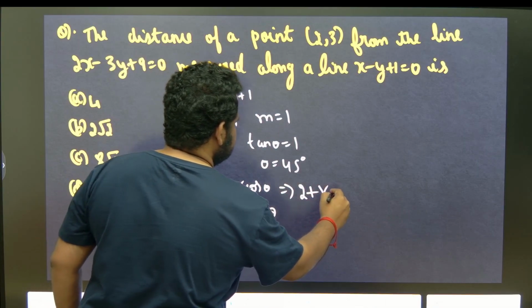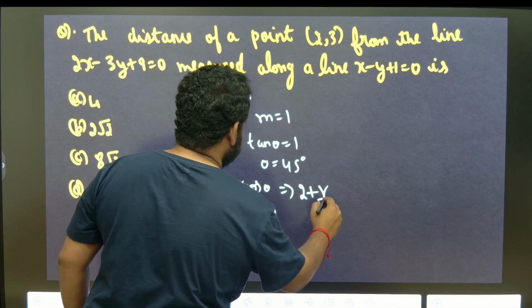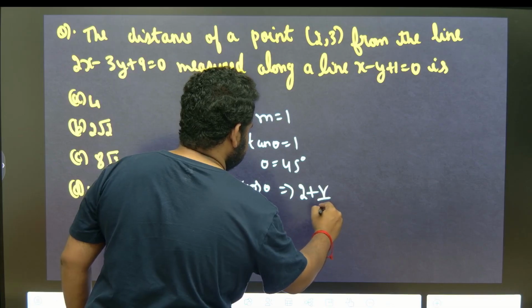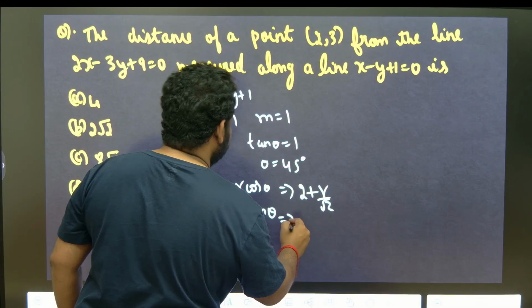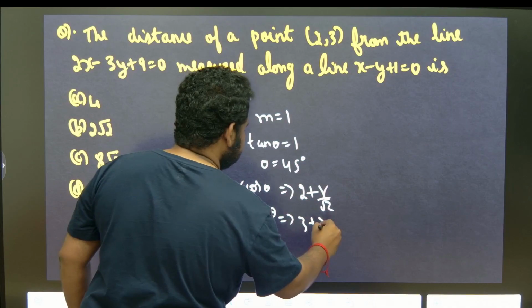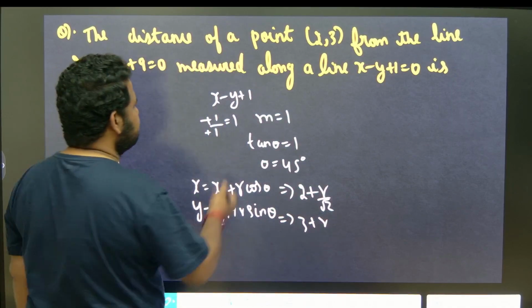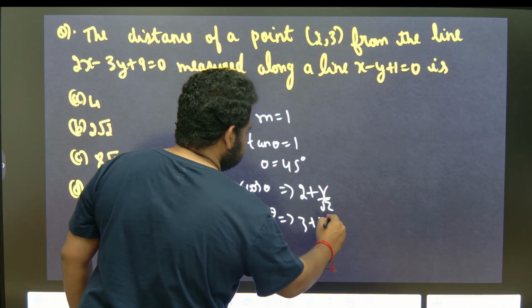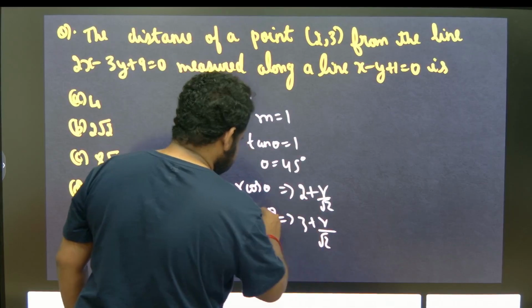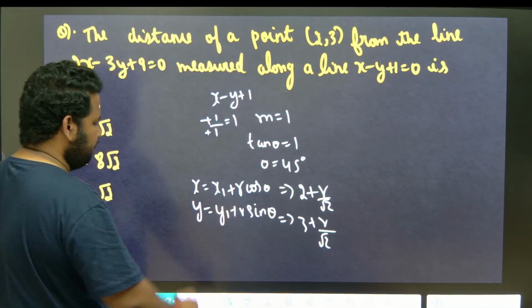Cos 45 is 1 by root 2, so this is r by root 2. What about y? Y1 is 3, so 3 plus r sin theta. Sin 45 is 1 by root 2, so r by root 2. I have the value of x and y.